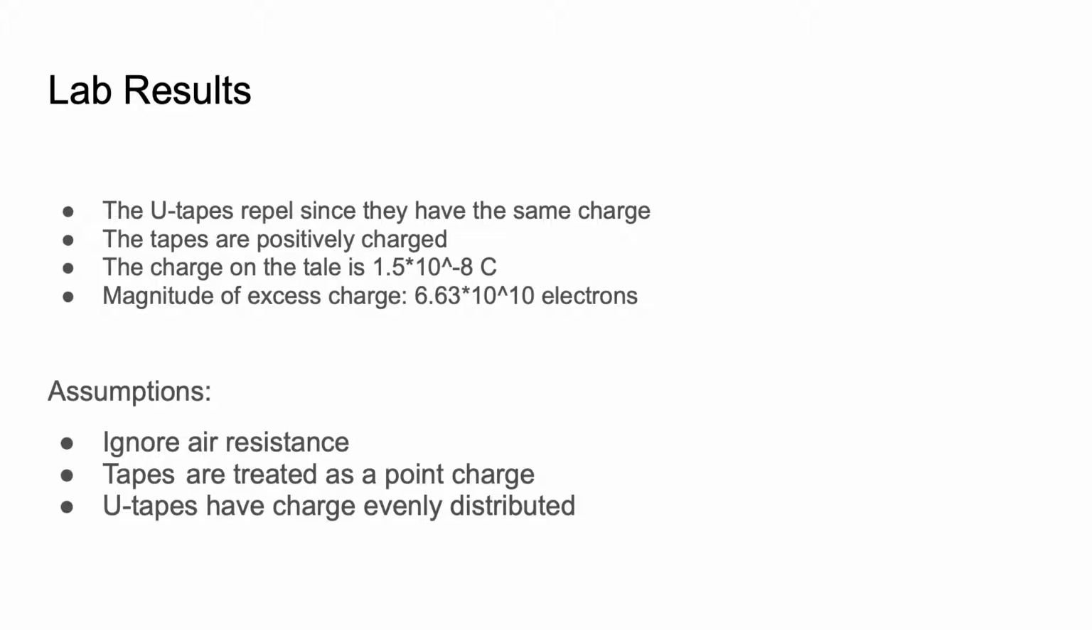In the lab, we have found that the U-tapes repel since they have the same charge. The tapes are positively charged. The charge on the tape is approximately 1.5 times 10 to the negative 8 coulombs, and the magnitude of excess charge is 6.63 times 10 to the 10th electrons. We did this by using the assumptions that we ignore air resistance, that the tapes are treated as a point charge, and that U-tapes have charge evenly distributed.